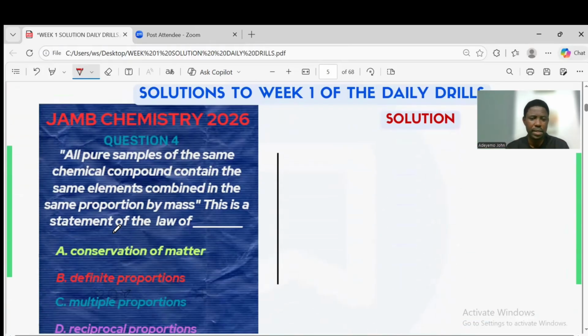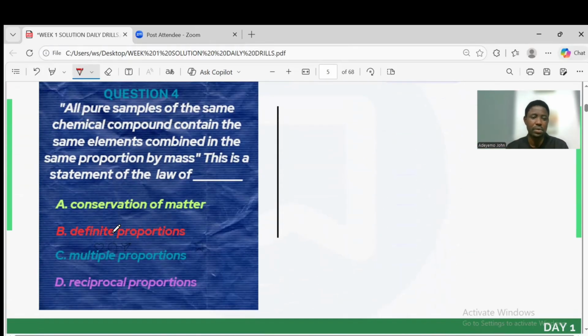All right, all pure samples of the same chemical compound contain the same element combined in the same proportion by mass. This is a statement of what? Law of what? Definite proportion. Remember, conservation of matter is another one that has to do with matter can neither be created nor destroyed. Multiple proportion is talking about different elements, if they combine to form more than one compound, several masses of the other. So the answer is actually B, law of definite proportion. It's also called law of constant composition.